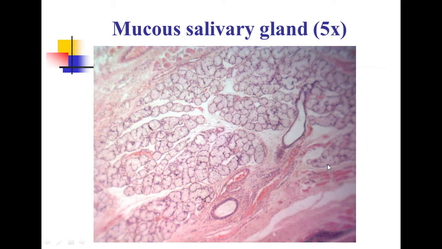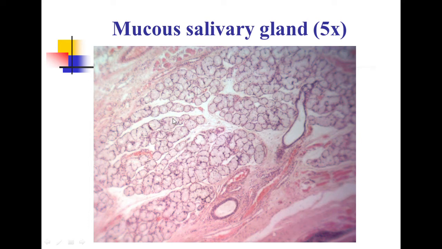Now this is the photograph of mucous salivary gland. This is the slide photograph of the mucous salivary gland under 5x magnification. So here you can see the mucous acini. These are lightly stained acini. Here this is the connective tissue septum, and this connective tissue septum contains the duct and the blood vessels.